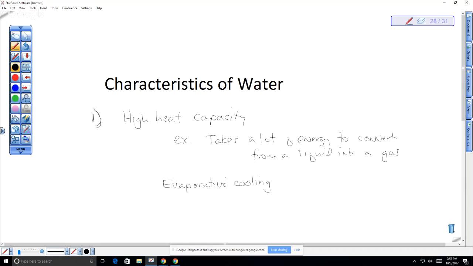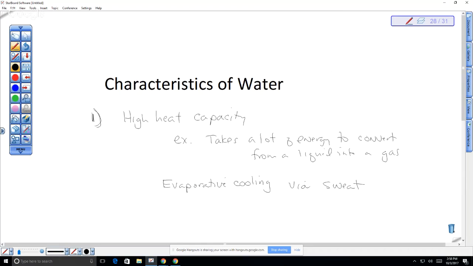So evaporative cooling via sweat. What that means is that we put water on the surface of our body. It absorbs the heat from our body. That heat from our body turns that water into vapor, and the heat is dissipated. And it's quite the amazing thing. So that is an example of one characteristic of water.